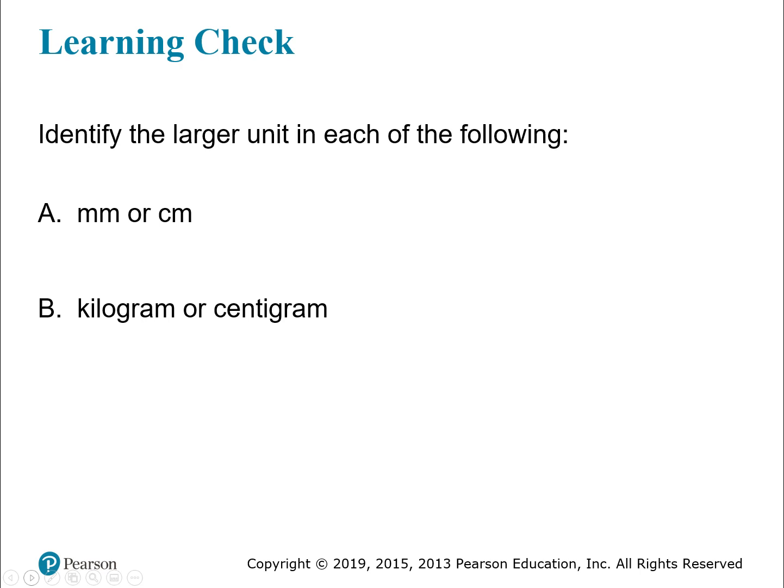All right, which one is bigger? Millimeter or centimeter? Millimeter is 10 to the minus 3. That's what milli is. Centi is 10 to the minus 2. So centimeter is bigger. Kilogram or centigram? Kilogram, 10 to the third. Centi, we already know, is 10 to the minus 2. Which one is bigger? Kilogram.